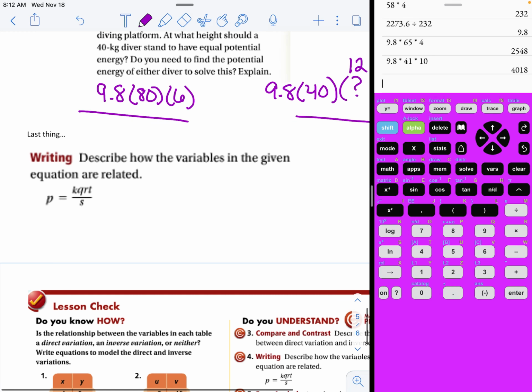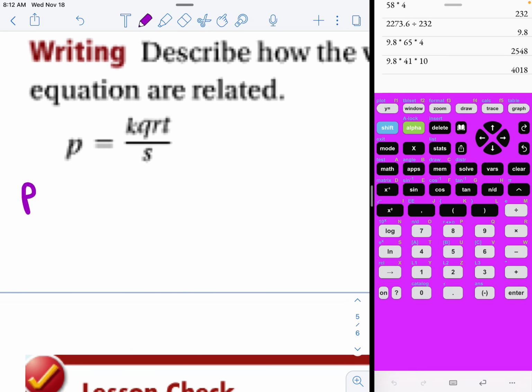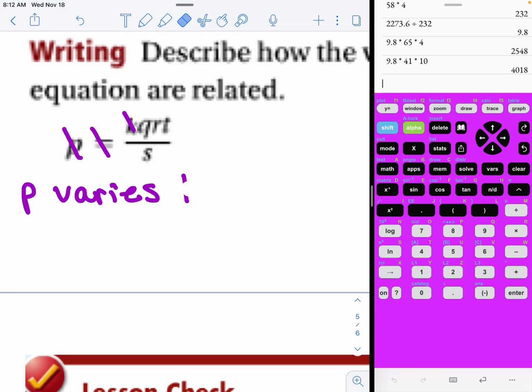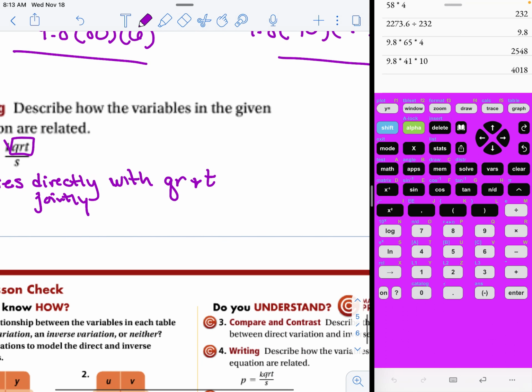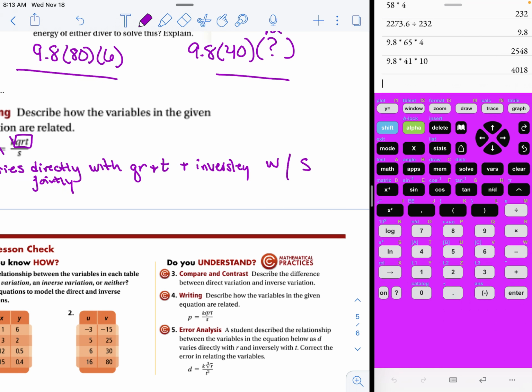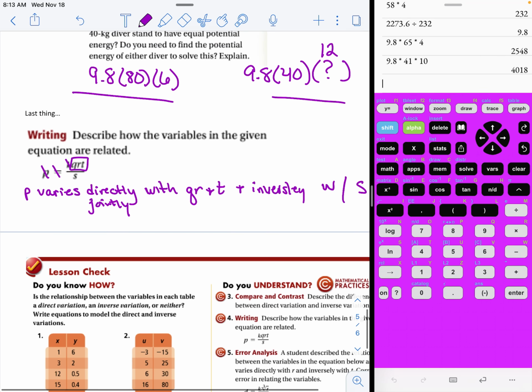Okay, it says describe the variables in this given situation. This is very important. Let's go ahead and write it out. P varies directly, I could also write jointly, with Q, R, and T, and inversely with S. Understanding that if they're on the top, they're directly or jointly, and if they're on the bottom, that's inversely. There you go.